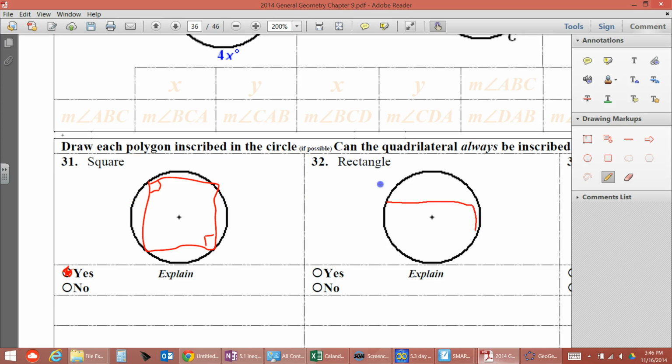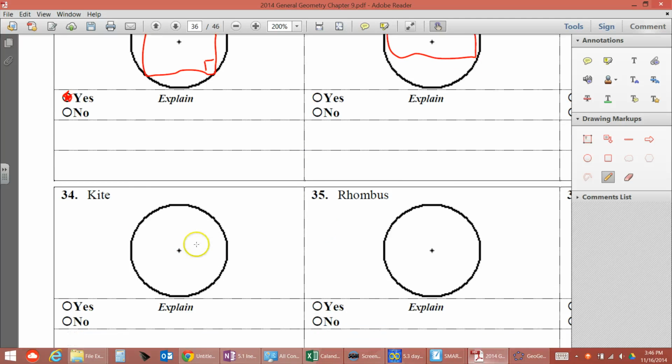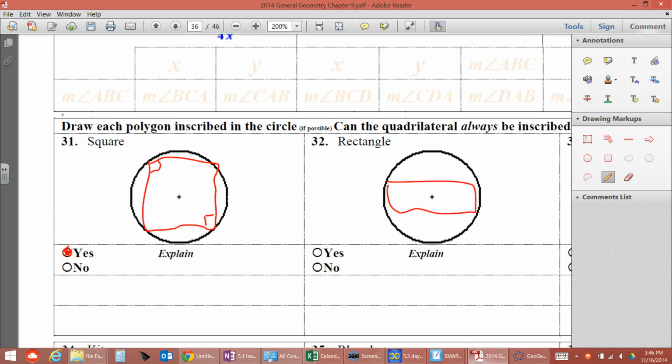We go on to rectangle. You draw the rectangle on there, and you kind of think about what does it mean to be a rectangle, and you move on. You draw a kite. Can it always be? Yes or no. Explain why it can't be or when it can't be, and you go through those. So that's the homework help.